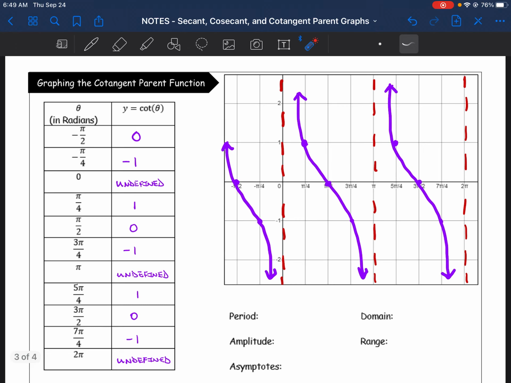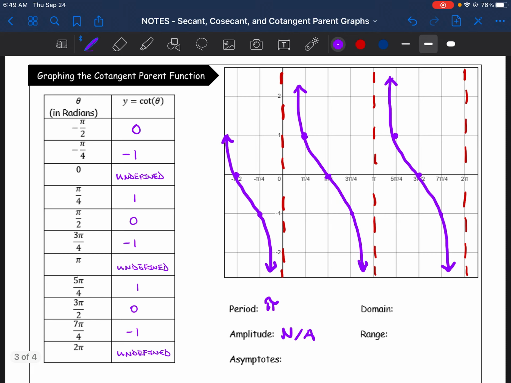First we're going to start with the period. If we look here, one complete cycle is happening from asymptote to asymptote. So from 0 to pi, we have the full cycle of the cotangent curve, and that's repeating every pi units. So the period here, just like tangent, is pi. If we think about the amplitude, remember amplitude is talking about from midline to maximum or midline to minimum. Since these cotangent curves are extending infinitely in the y direction, there is no amplitude. We don't have any minimums or maximums.